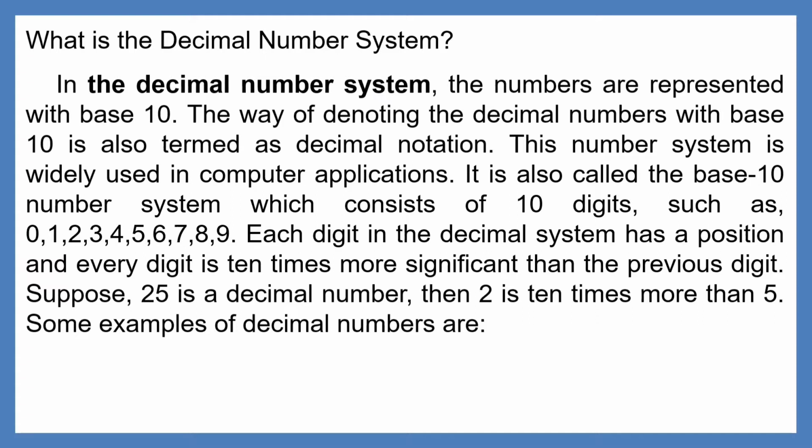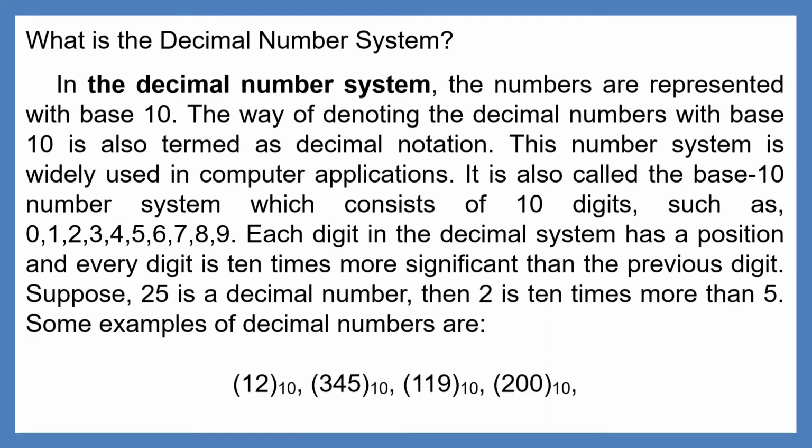Each digit in the decimal system has a position, and every digit is 10 times more significant than the previous digit. Suppose we have 25 as a decimal number, then 2 is 10 times more than 5. So we have examples of decimal numbers.